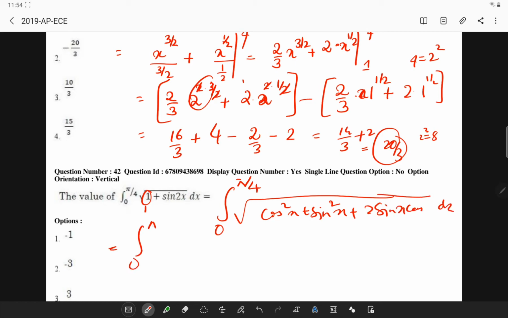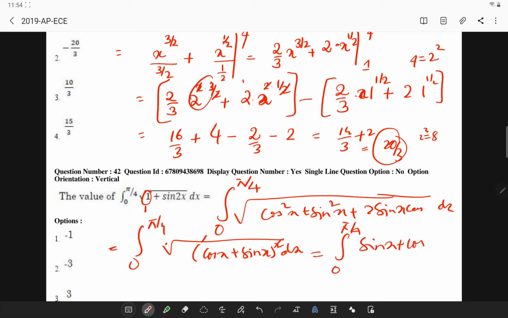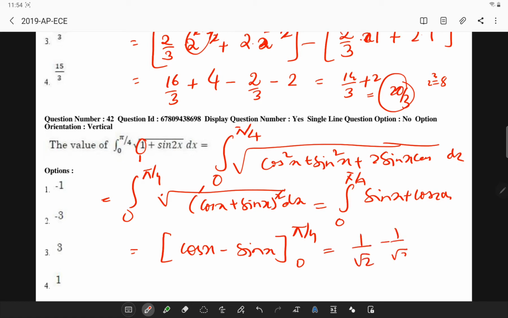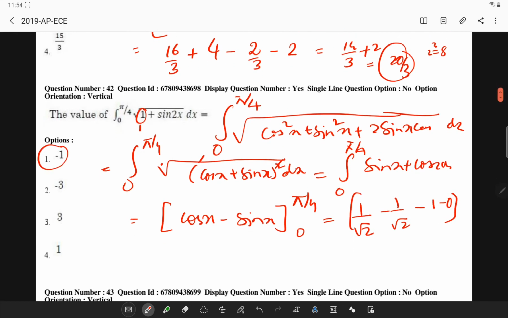So I can simply write 0 to pi by 4 into square root of cos x plus sin x whole square dx. So this square root and this square cancel, and I'll be left with 0 to pi by 4 sin x plus cos x dx. So simply this is left with cos x minus sin x, and you have to substitute the limits pi by 4 and 0. If I substitute the limits, I'll be left with 1 by root 2 minus 1 by root 2 minus 1 minus 0. So I'll be left with the answer minus 1.